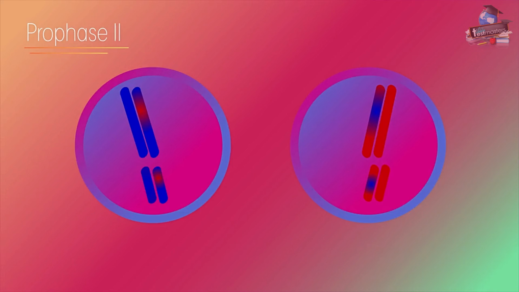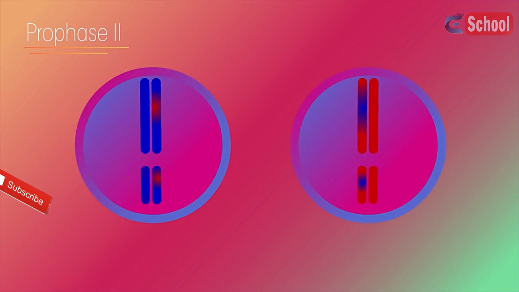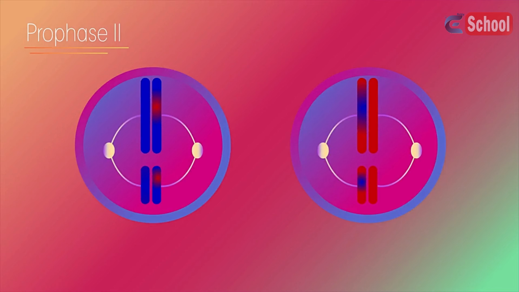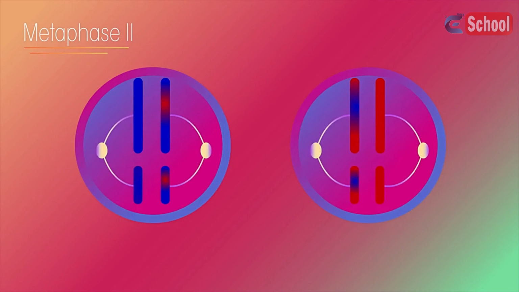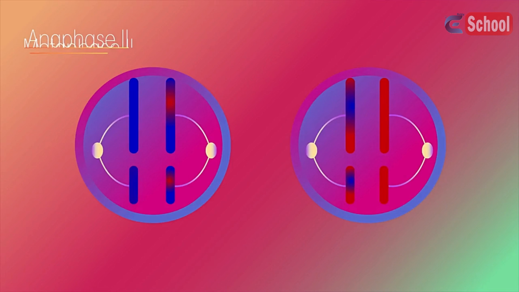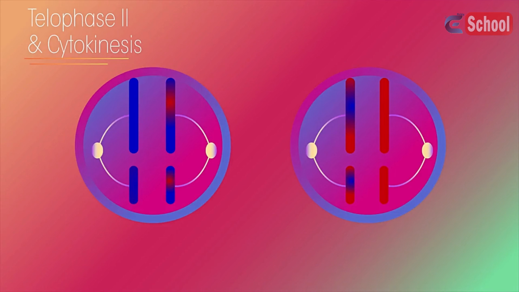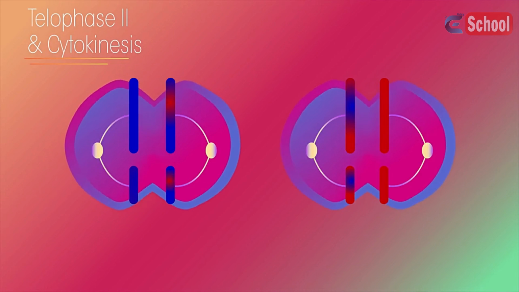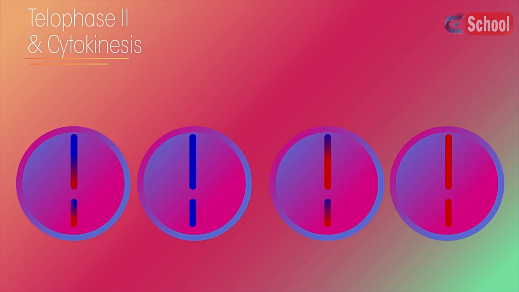We start straight with Prophase 2, with chromatin clumping again to form chromosomes. Then they line up in the middle of the cell during Metaphase 2, and chromatids are pulled apart during Anaphase 2 by the spindle fibers. Telophase and cytokinesis pinch the cells together, with 4 new granddaughter cells being formed.